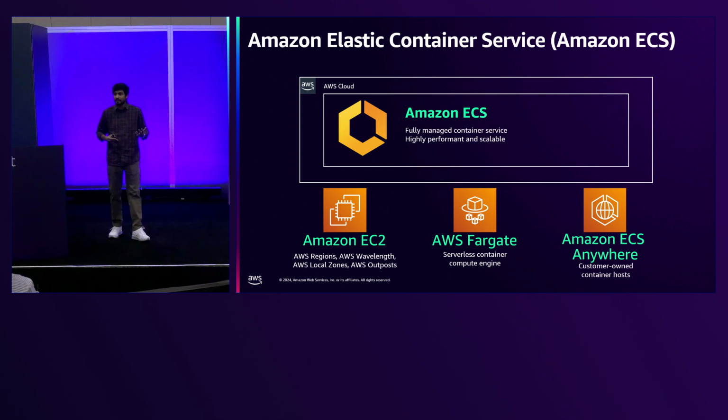It is highly performant and scalable. It offers enterprise-grade serverless compute called AWS Fargate. By using AWS Fargate, you don't have to manage any container host. AWS will take care of launching the right-sized worker node for your task or your container. Customers can also deploy their workloads using EC2 launch type, or if you have your own customer-owned hardware, you can also deploy your workloads on those hardware using Amazon ECS Anywhere.